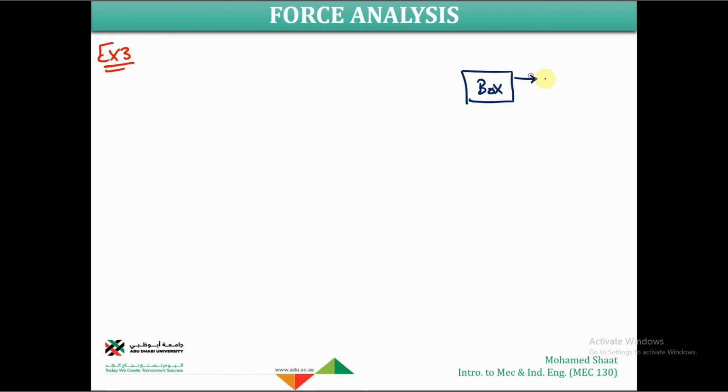One force in this direction is 10 kilonewton, and there is another force in the same direction of 15 kilonewton. And in the opposite direction, there is a force of 8 kilonewtons. And there is a force in this direction of 20 kilonewton going up. And there are 2 other forces pushing this box down. One is 5 kilonewton, while the other one is 7 kilonewton.